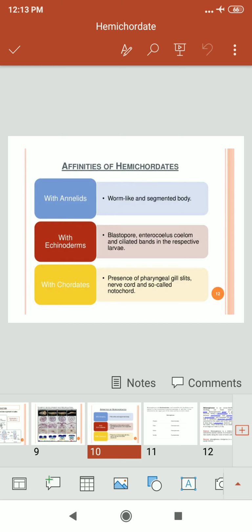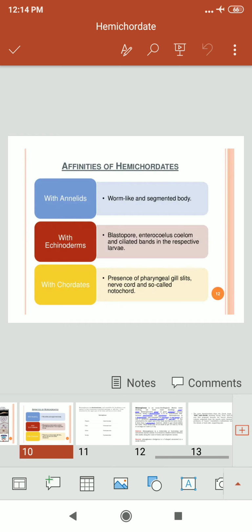And this Balanoglossus is important with regard to the chordates and hemichordata, and it includes the subphyla Urochordata and Cephalochordata. In Urochordata, the notochord is present only in the larval stages, not in the adult stages. So in hemichordata and this Balanoglossus example, there is the presence of pharyngeal gill slits and nerve cord, and so it is called the notochord.